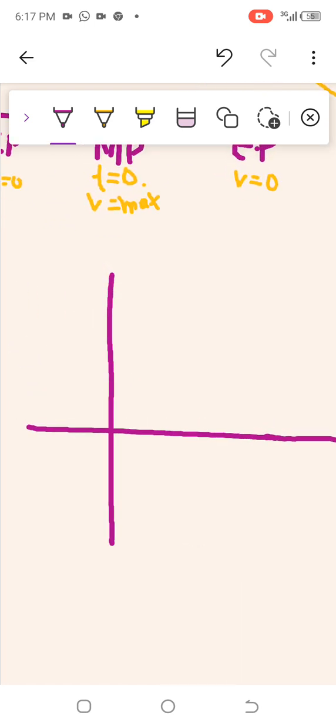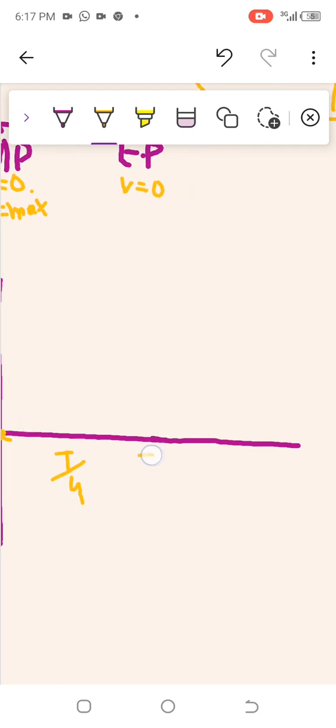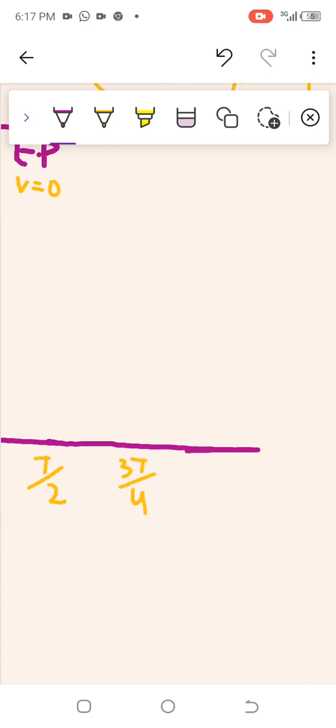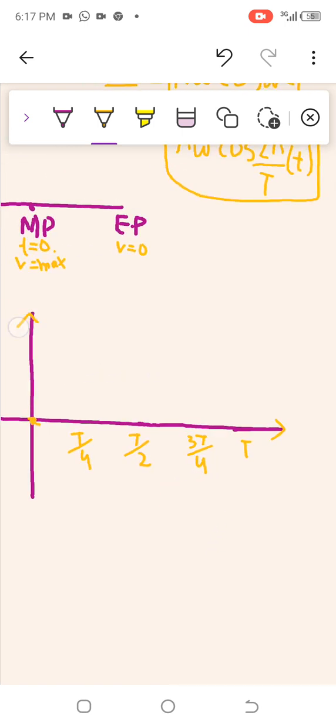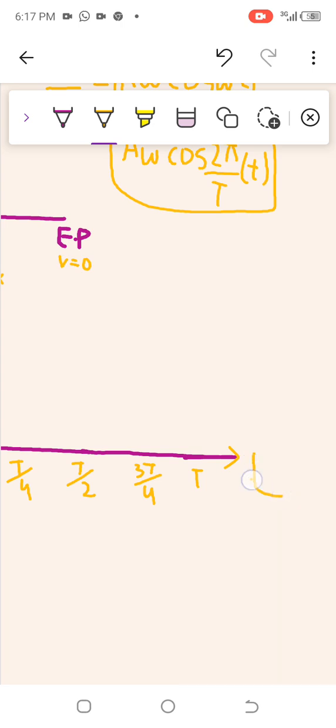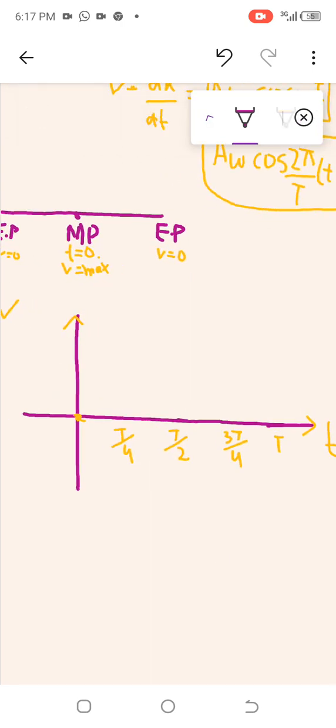Here let me write T by 4, here simply 0, then T by 2, then 3T by 4, and then simply T. So this is the axis of the velocity time graph. Now we are going to start our expression.